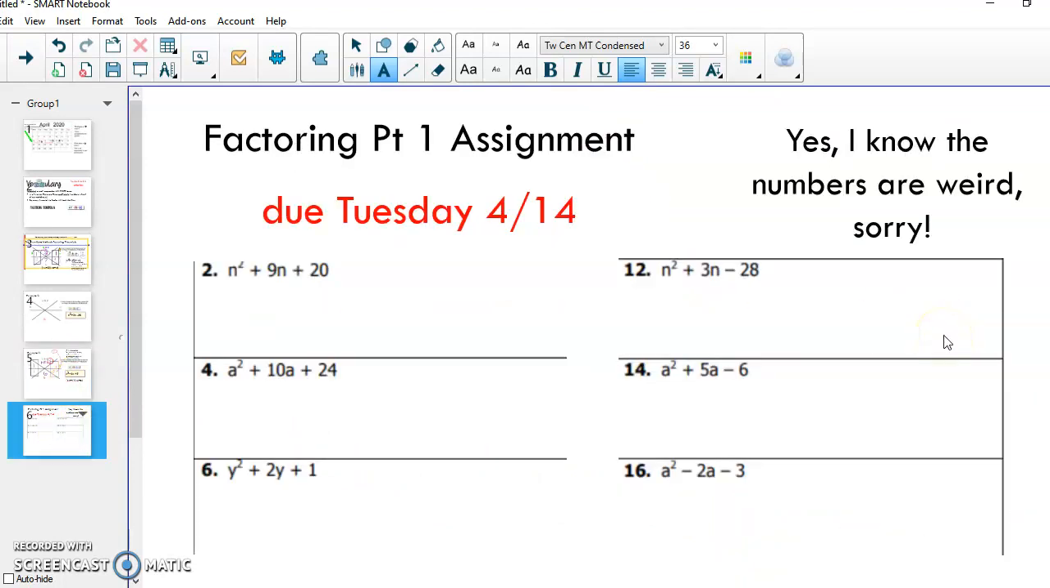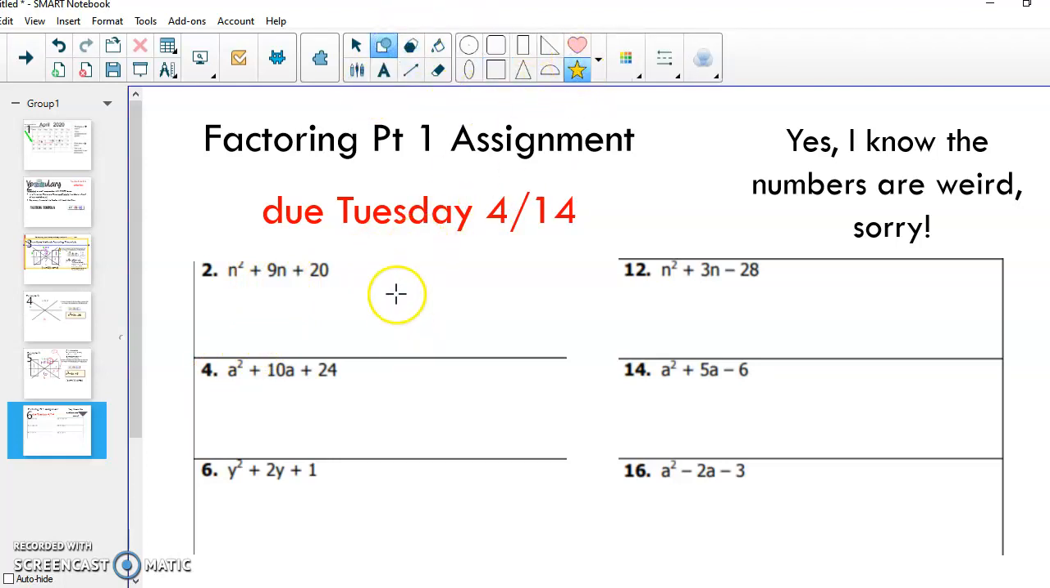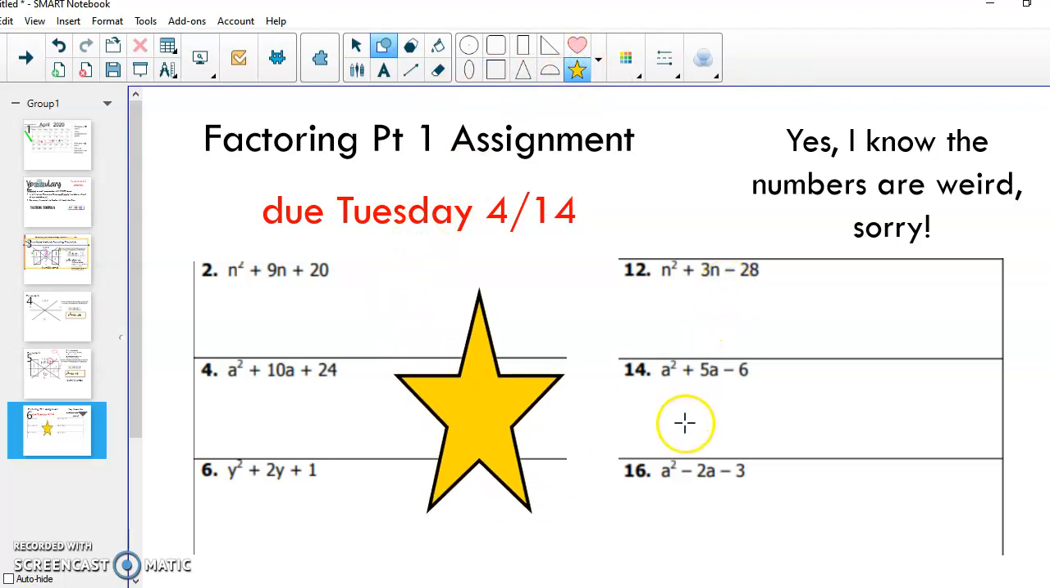We will go through some more examples tomorrow, but I do want to give you a quick little preview of your assignment that is due tomorrow. You see that numbers 2, 4, and 6 look very similar to the problems that we went through for today. So if I were you, I would go ahead and give 2, 4, and 6 a try today. I'll put a star next to those so that you know. 12, 14, and 16 look a little bit different, so we are talking about those tomorrow. I know these numbers are weird, but don't worry about that. I'm just mostly concerned that you get the problems taken care of.